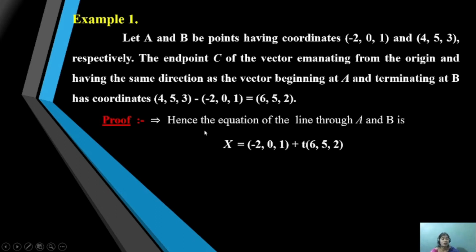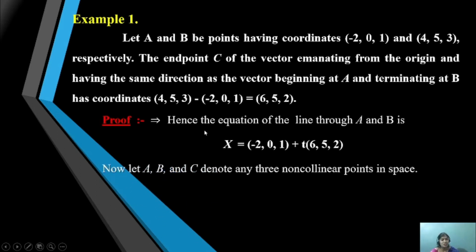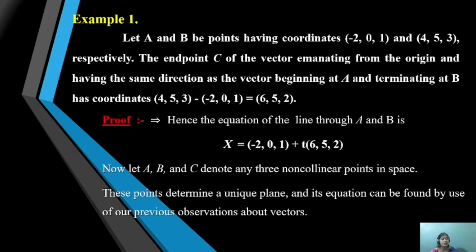Hence, the equation of the line through the points A and B is of the form x equals -2, 0, 1, that is the point A, plus t times the second point, which is 6, 5, 2, where t is a parameter in this equation.